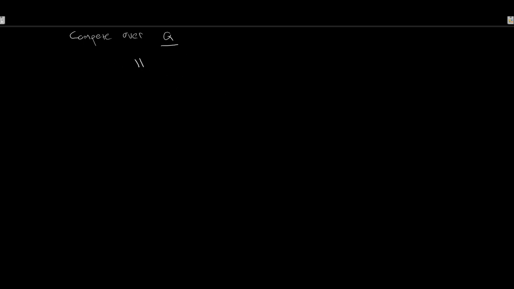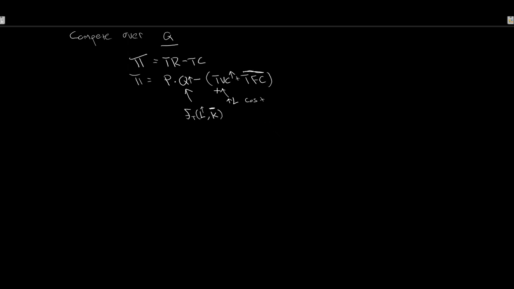Again, firms are profit maximizing, such that profit is total revenue minus total cost. Profit is price times quantity minus total variable cost plus our total fixed cost. In the short run, total fixed cost is fixed, so that just stays the same. Total variable cost here is a labor cost, such that our output, our quantity produced, is a function of labor and capital. Capital is fixed, so to get more output, I need more people. More people means more labor cost, thus higher total variable cost. So all of our costs in the short run are driven by our choice of output.